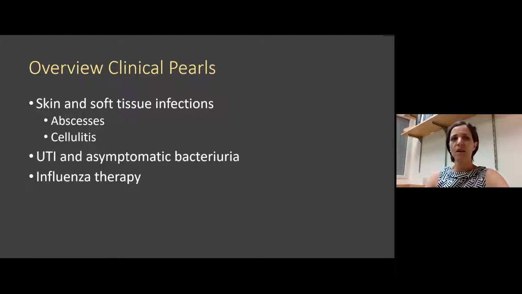So the first one I want to talk about is skin and soft tissue infections. And within that topic, we're going to talk about abscesses and cellulitis, which are distinct entities. And then we're going to move on and talk about urinary tract infection and asymptomatic bacteriuria. And then lastly, I want to spend some time on influenza therapy.